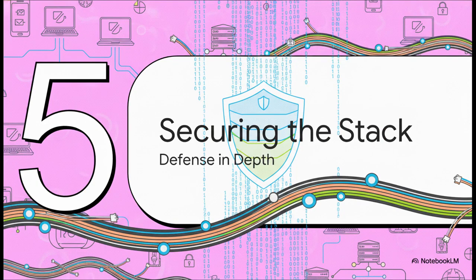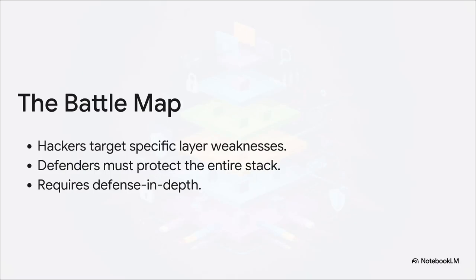Which brings us to our final stop, Section 5, Securing the Full Stack, Defense in Depth. So the crucial point is that the OSI model is not just some boring diagram you memorize from an IT textbook. It is a literal battle map. Hackers don't just magically attack the internet. They target highly specific weaknesses at specific layers.